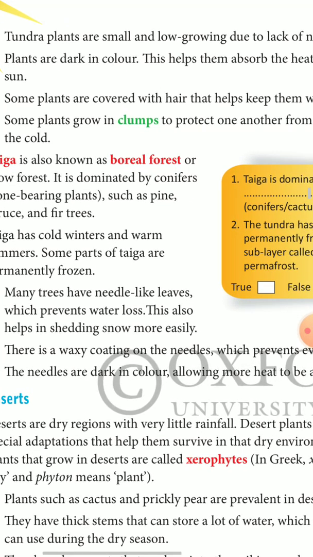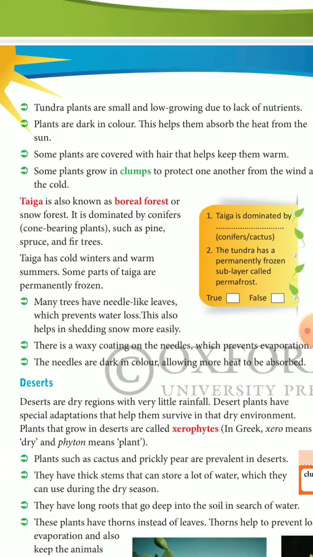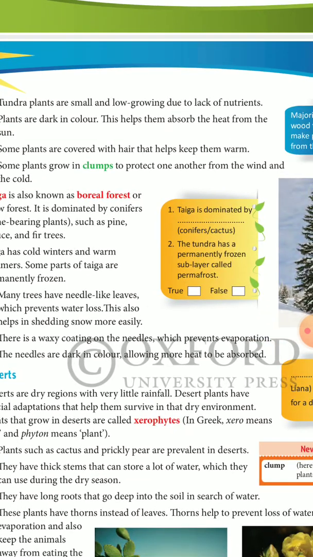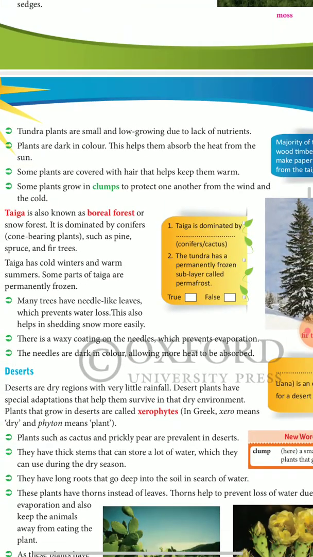Now coming to one more adaptation. There is a waxy coating on the needles which prevents the evaporation of water. The extra water is not removed, and the needle shape will help the snow to slide out and prevent transpiration, so more water is not given out by evaporation. Now coming to one more: these plants will be of dark green color. Why? Because dark green color means more chlorophyll, so they will be able to absorb more heat, and the plants can survive in that cold region.